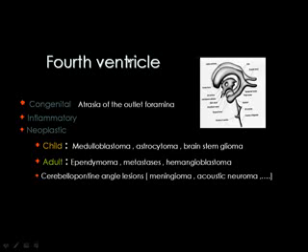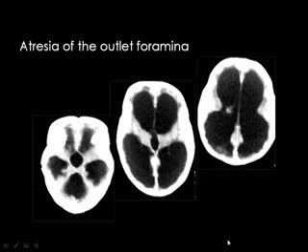Then what about the obstruction in the region of the fourth ventricle? You know that the CSF comes from the lateral ventricles to the third, then the aqueduct, then the fourth ventricle. Congenital atresia of the outlet foramina of the fourth ventricle is one of the causes of supratentorial and infratentorial hydrocephalic changes. Also, inflammatory lesions and tumors in the posterior fossa can compress the fourth ventricle and produce hydrocephalus. And this is a case of atresia of the outlet foramina of the fourth ventricle.